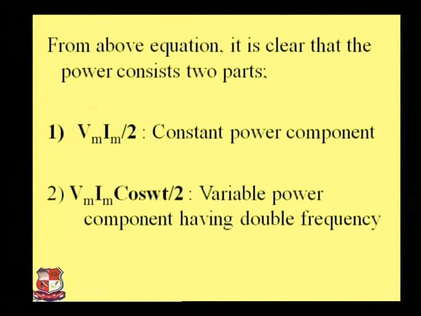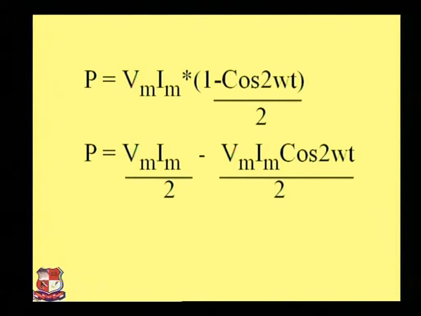Now from the above equation, it is clear that the power consists of two parts. You can divide that equation into two parts. The first part is Vm Im by 2, the second part is Vm Im cos 2 omega t by 2. So here we have just two cases, case 1 which is Vm Im by 2, and case 2 that is Vm Im cos 2 omega t by 2.